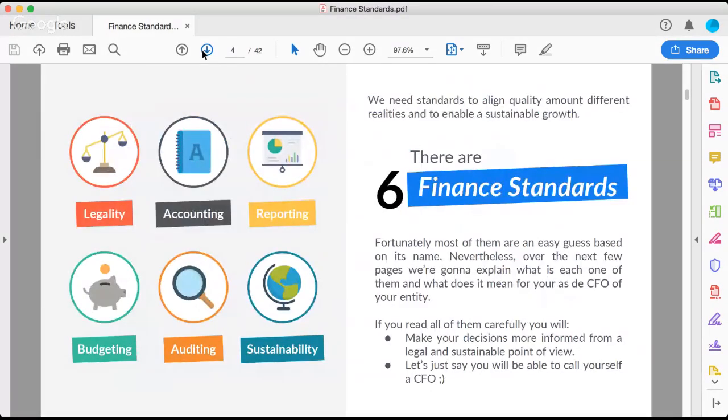In total, there are 6 finance standards: legality, accounting, reporting, budgeting, auditing, and sustainability. Most of them explain what they mean by the name itself, but some of them are a little bit more broad, and therefore we will go through all of them for you to understand what they specifically mean.